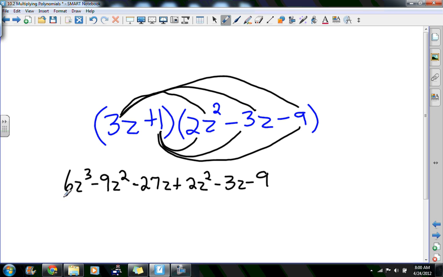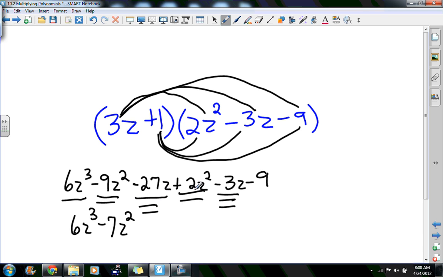Now we have to look at the cubed term first. There's no other cubed term, so we keep it as 6z cubed. Then we look at the squared term. Now it's negative 9, positive 2, so we get negative 7z squared. Then here we get the regular z terms, negative 27, negative 3 combined together to give us negative 30z. And then the leftover is negative 9. And so that's our answer right there.